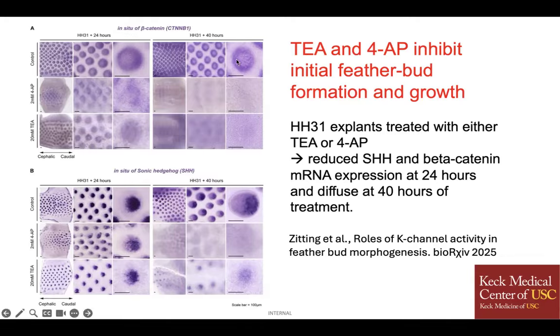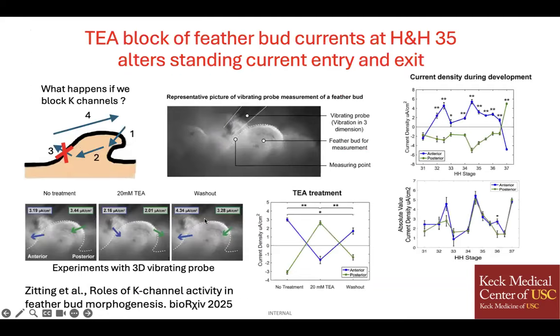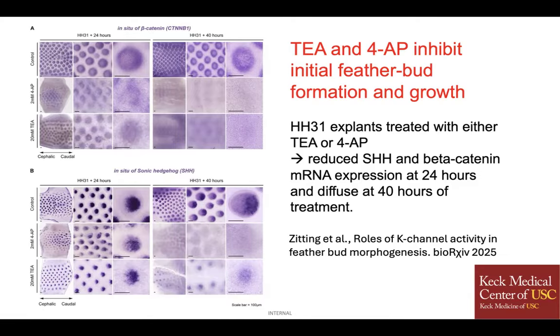Okay, and what we see is that the application of the potassium channel blockers leads the messenger RNA to fade away. That's at 24 hours and 40 hours, and that's true for both beta-catenin and sonic hedgehog. That suggests that one of the effects, if applied early, is that these potassium channel blockers can interfere with the success or failure of formation of buds.